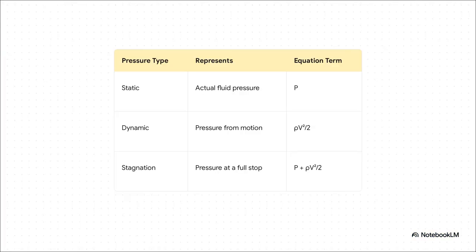Okay, so there are three main types to know. First, you've got static pressure. This is the actual true pressure of the fluid itself, kind of like its internal energy. Then there's dynamic pressure. This pressure only exists because the fluid is moving. It's the pressure of motion. Now, if you take that moving fluid and bring it to a complete stop, all of its dynamic pressure gets converted back into static pressure. That combined total, that's what we call stagnation pressure.